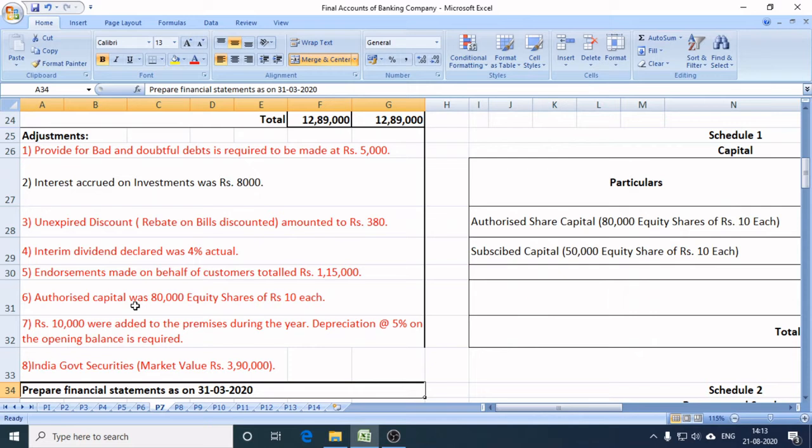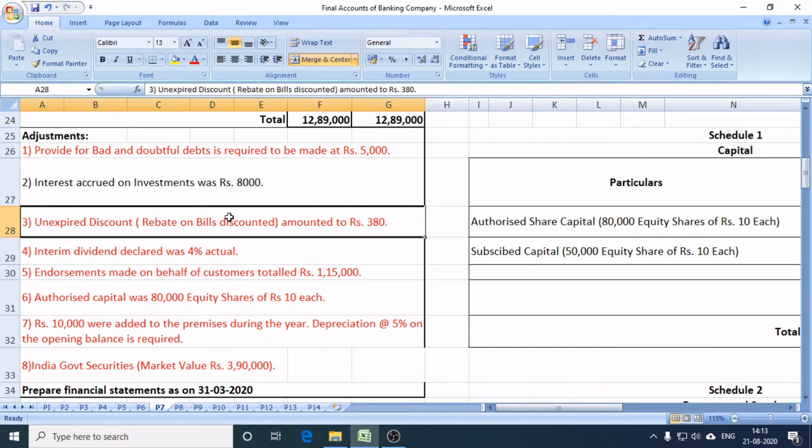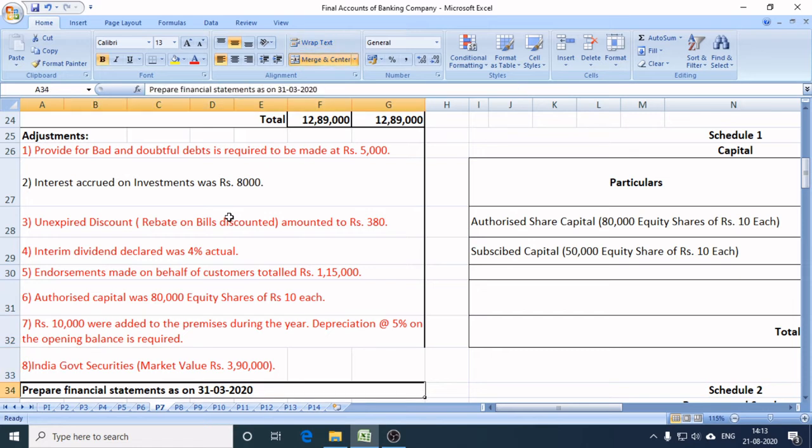Okay, now only one adjustment is left. Interest accrued on investment was rupees 8,000. Now here you should ask yourself, being a student, what is interest accrued on investment and what are the possible effects of this adjustment. Let me give you one example to clarify the concept of interest accrued on investment.